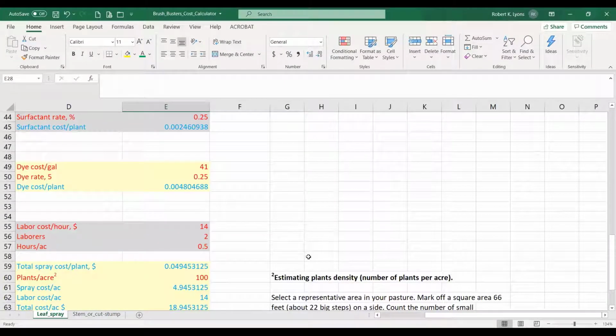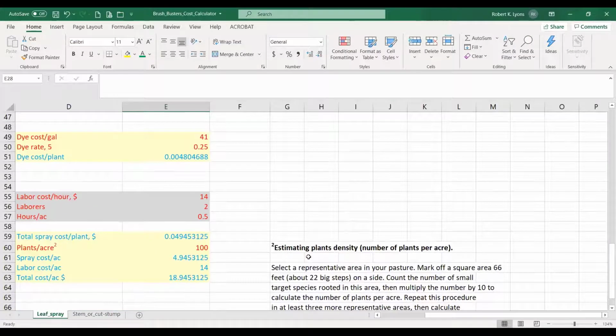In this particular example, we entered $14 per hour, 2 laborers, and we estimate that it would take them 30 minutes or half an hour to treat that 1 acre. And then you scroll down again, and so it's calculated as total spray cost per plant, which is almost 0.049, almost 5 cents per plant.